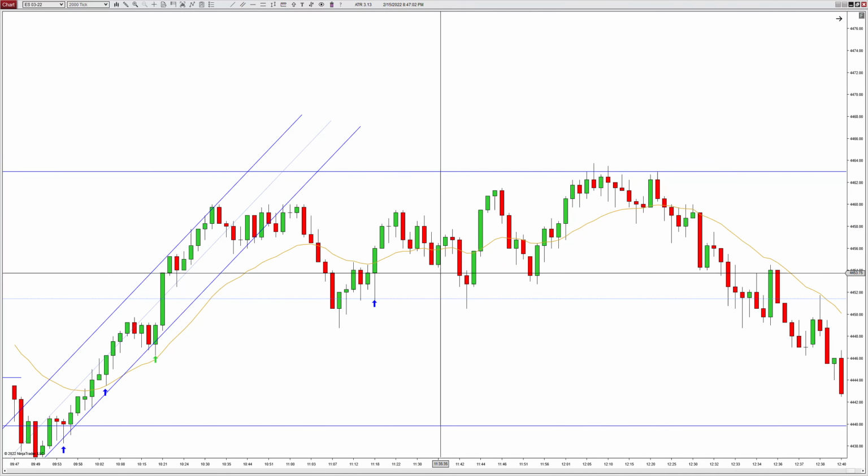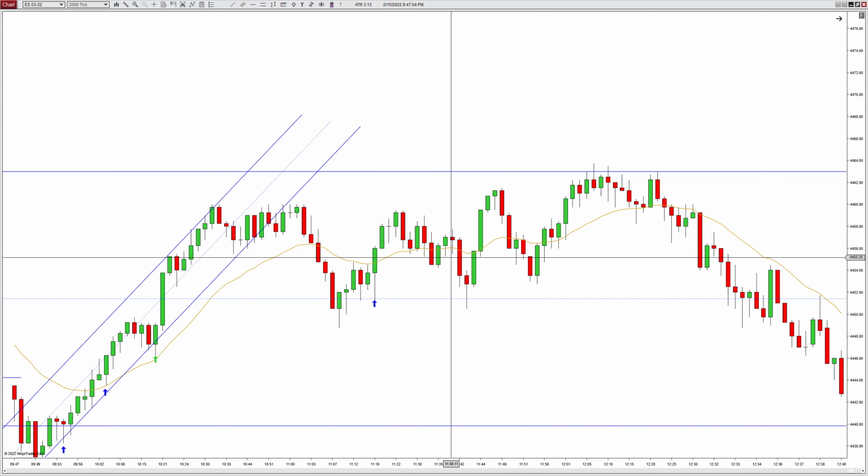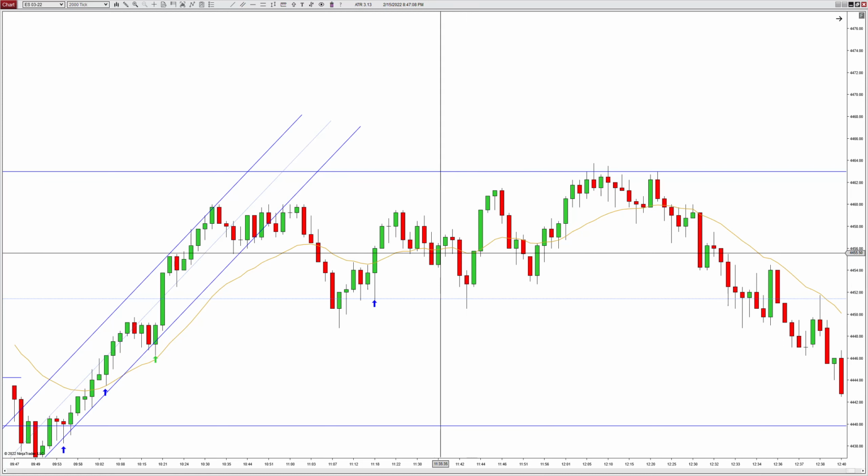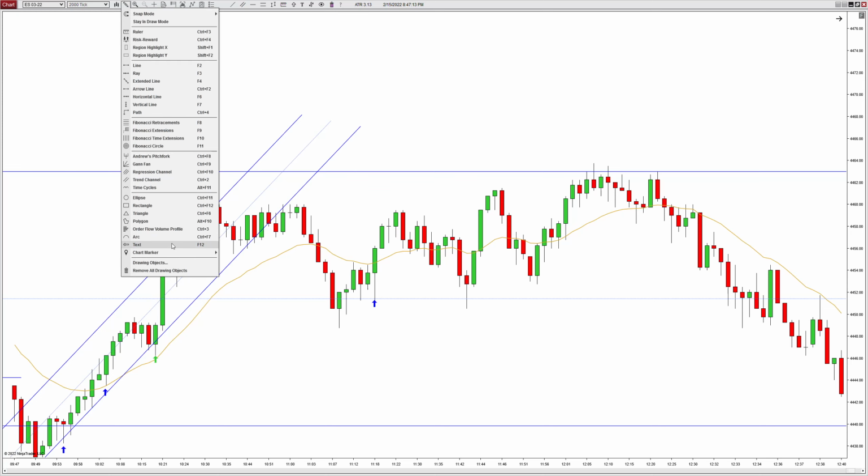We get 2 legs back, second entry here, but it's not a key entry point. We're not getting rejection off the EMA, so I think you got to pass on this one, even though it works. Not a fan of this trade right here.